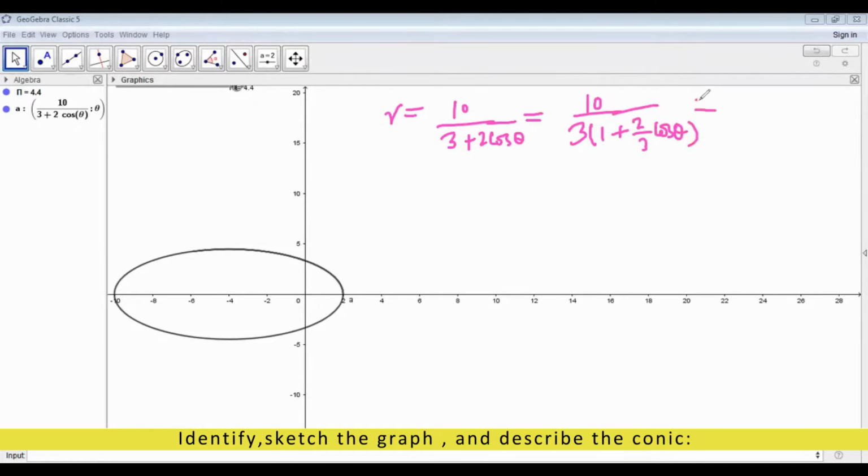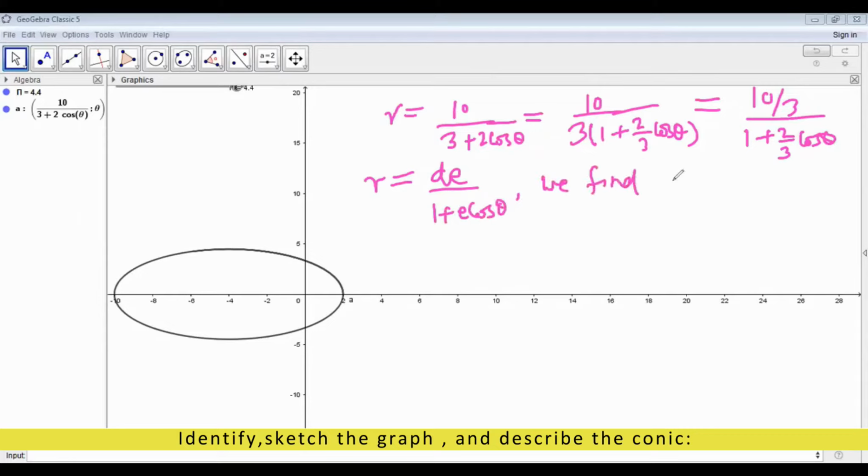So this can be written as 10 by 3 by 1 plus 2 by 3 cos theta. Comparing it with the standard form, r equals d e by 1 plus e cos theta, we find d e equals 10 by 3 and e equals 2 by 3.